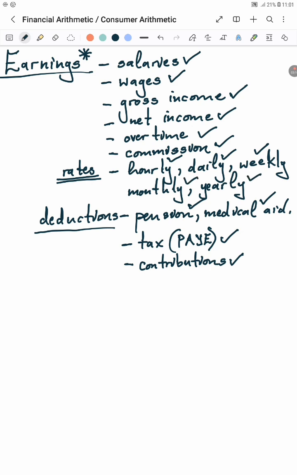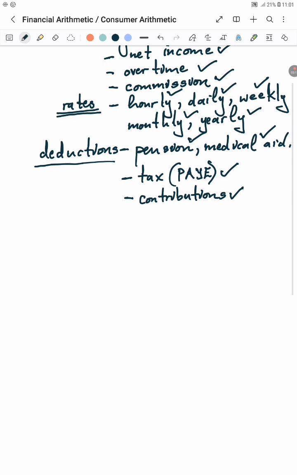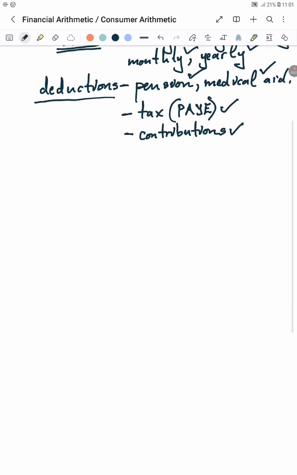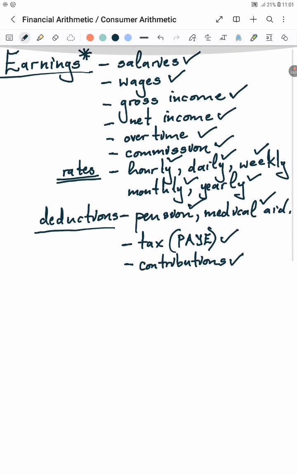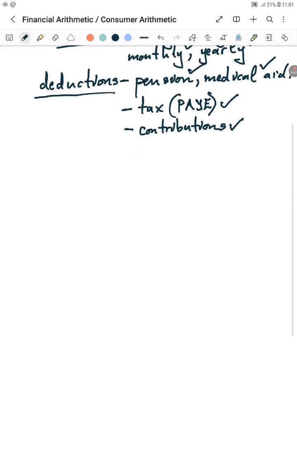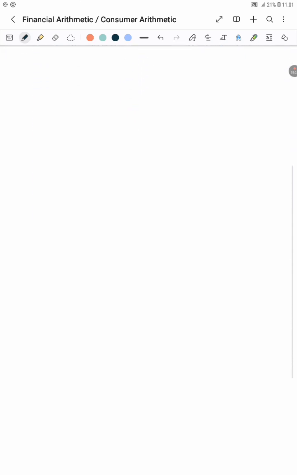So to proceed, I'm just going to look at a couple of examples on earnings. That's what we are concentrating on today, so that we have a clear picture of what to expect.